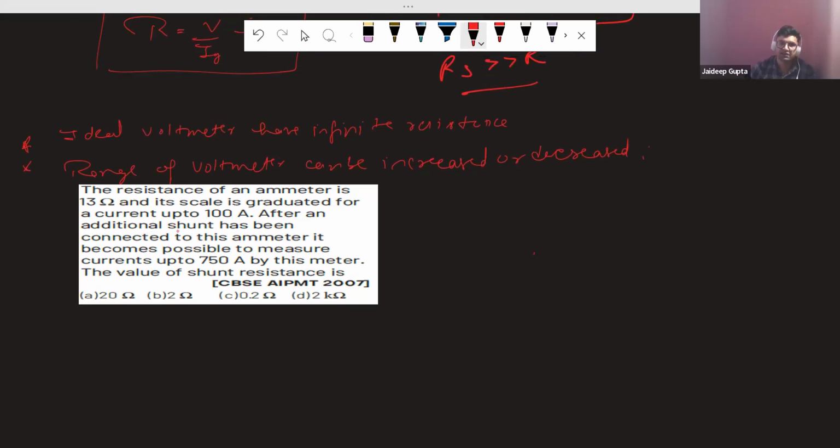An ideal voltmeter has infinite resistance, because an ideal voltmeter doesn't draw any current from the circuit. That's why we call it infinite resistance, ideal voltmeter. The range of a voltmeter can be increased or decreased. Now try this question. 5 minutes, try this question.